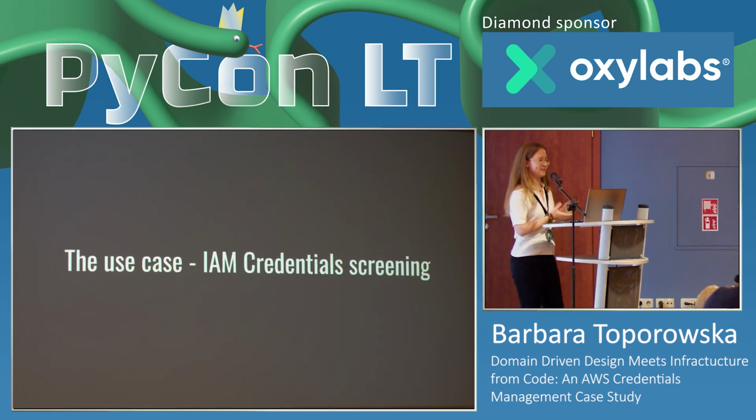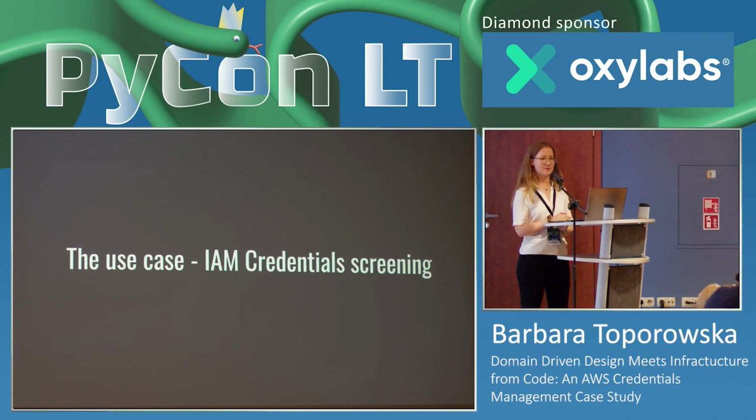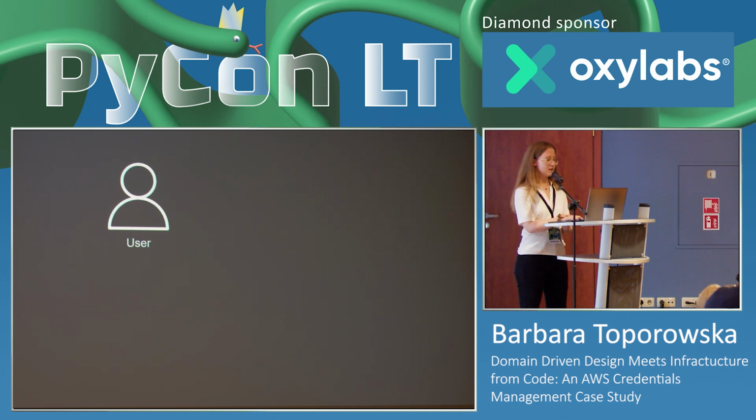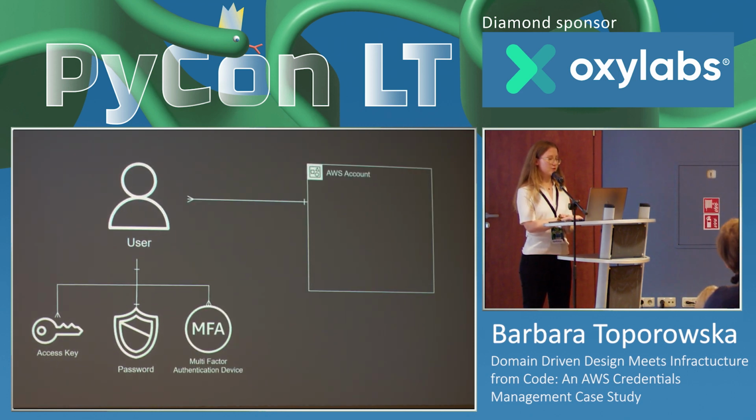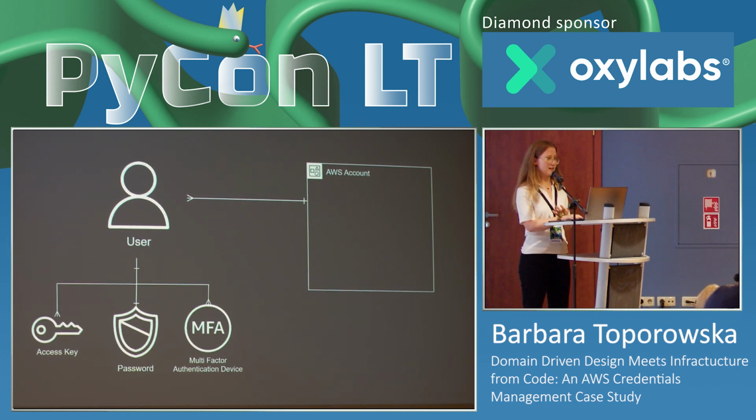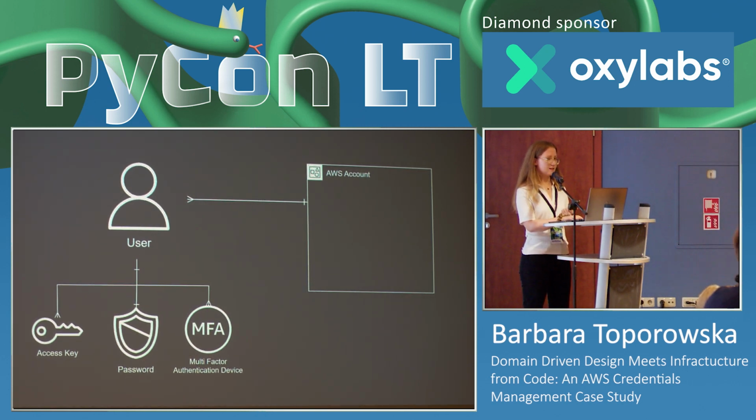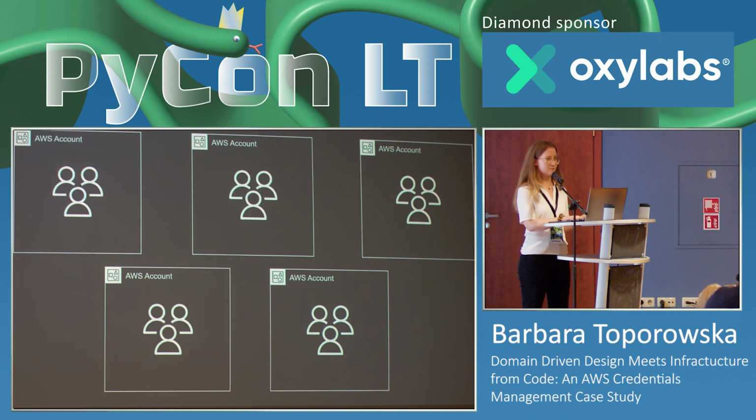So let me introduce you to our use case. We're going to talk about screening AWS credentials, which are stored in IAM. It stands for Identity Access Management. And in IAM, we have a user. Each user can have multiple access keys, a password, and multiple multi-factor authentication devices. Of course, every AWS account has multiple users. And we also have several accounts.